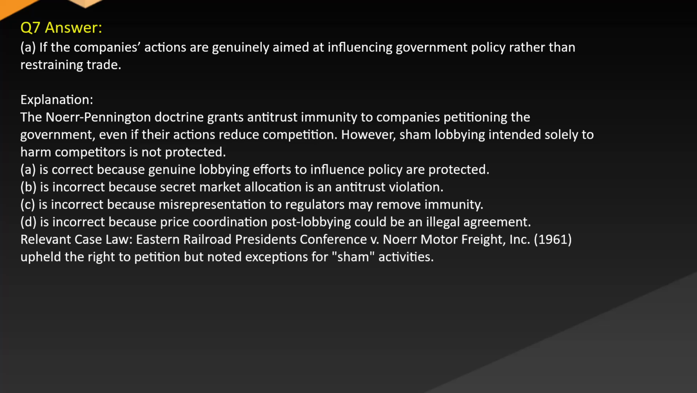A is correct because genuine lobbying efforts to influence policy are protected. B is incorrect because secret market allocation is an antitrust violation. C is incorrect because misrepresentation to regulators may remove immunity. D is incorrect because price coordination post-lobbying could be an illegal agreement. Relevant case law: Eastern Railroad Presidents Conference v. Noerr Motor Freight, Inc., 1961, upheld the petition but noted exceptions for sham activities.